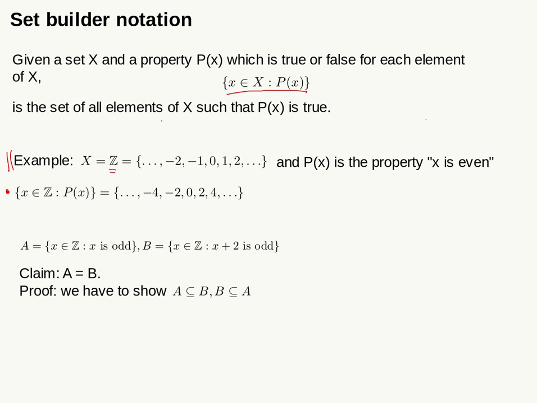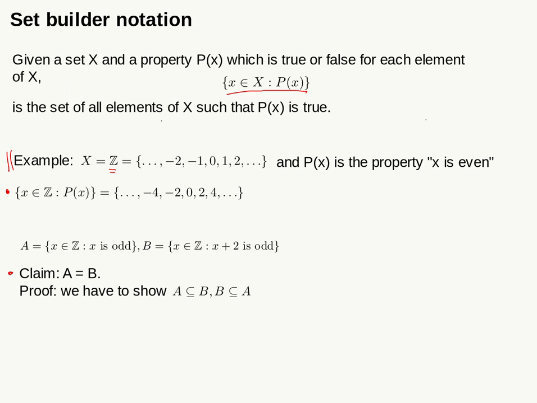Alright, so last thing for this video, let's just look at an example of proving that two sets which are defined using this set builder notation are equal. So here is the first set, A, the set of all x in Z, so the set of all integers x, with the property that x is odd. And B here is the set of all integers x with the property x plus 2 is odd. Now I claim that A and B are equal, they're the same set.